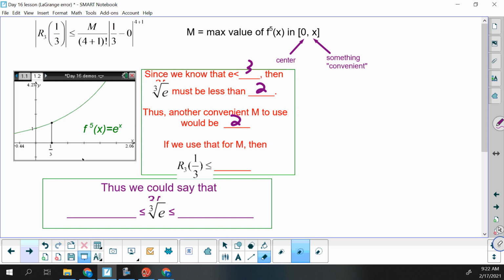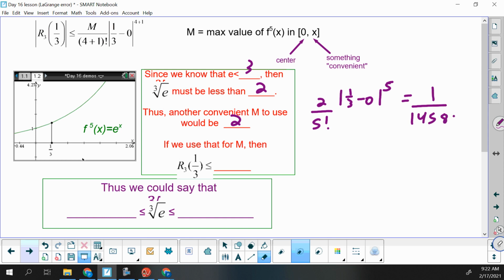So all that would have changed, we would have had 2 over 5 factorial, absolute value of 1/3 minus 0 to the 5th. And this would now give us 1 over 14,580. And again, this is a 4 here, really.